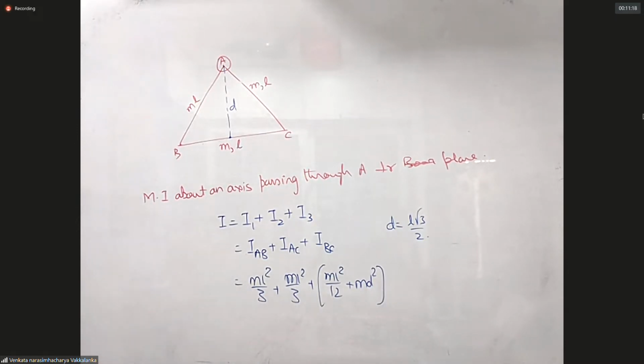Sir, I forgot that there were 3 individual rods. I thought this was a triangular lamina. No. Triangle lamina we are yet to come to. Moment of inertia about an axis passing through it. There are 3 individual rods of mass m and length L.